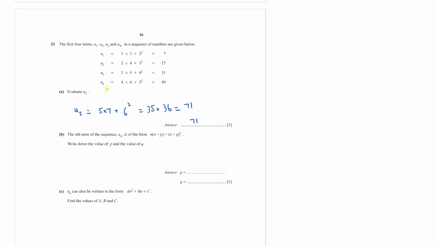So the nth term of this sequence un is in the form of n into (n plus p) plus (n plus q) whole square. Write down the values of p and q. So you have to find the values of p and q where un is n times (n plus p) plus (n plus q) whole square.